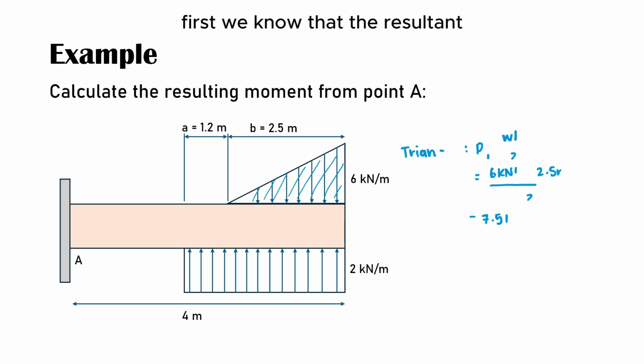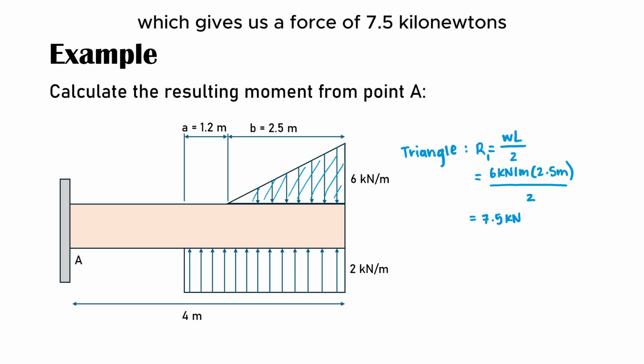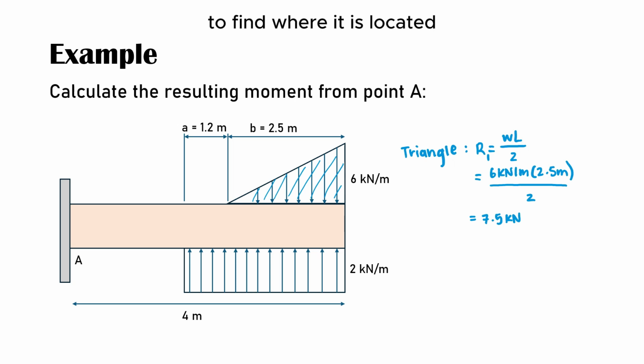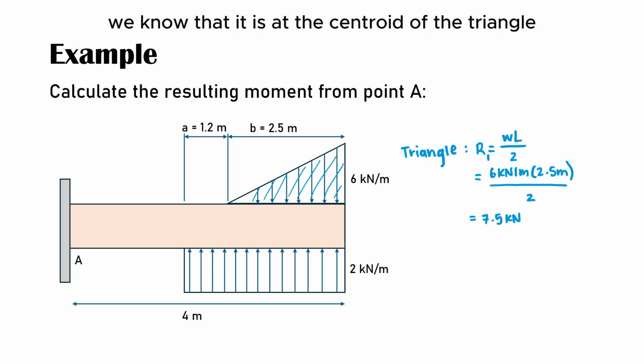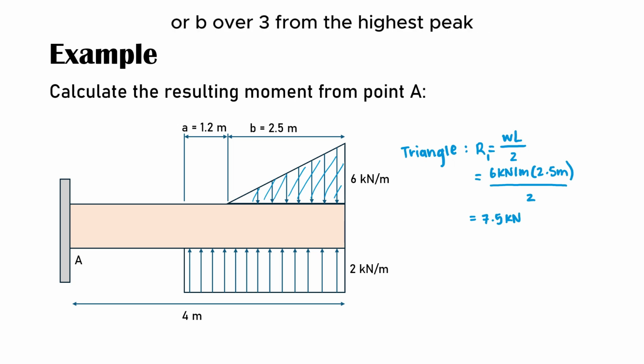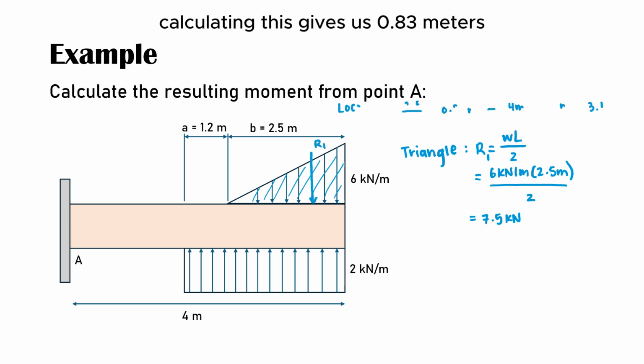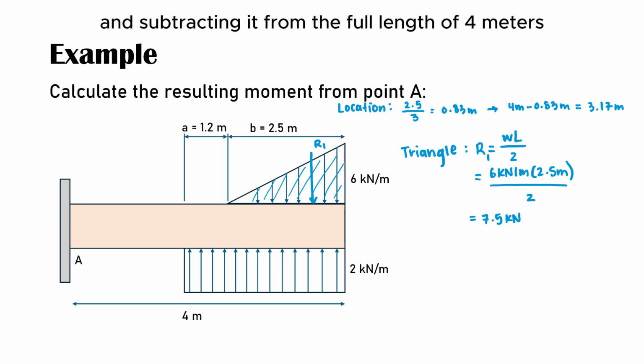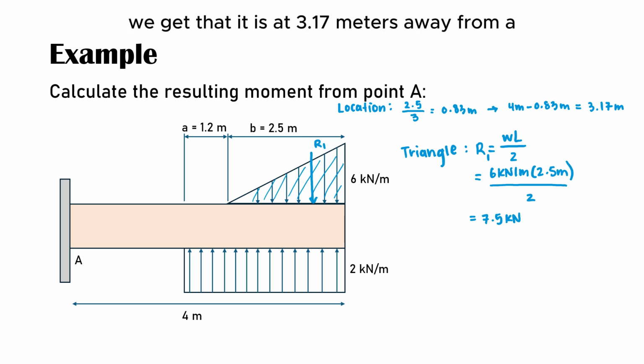We know that the resultant is equal to the area of the triangle, which gives us a force of 7.5 kilonewtons. To find where it is located, we know that it is at the centroid of the triangle, or B over 3 from the highest peak. Calculating this gives us 0.83 meters, and subtracting it from the full length of 4 meters, we get that it is at 3.17 meters away from A.